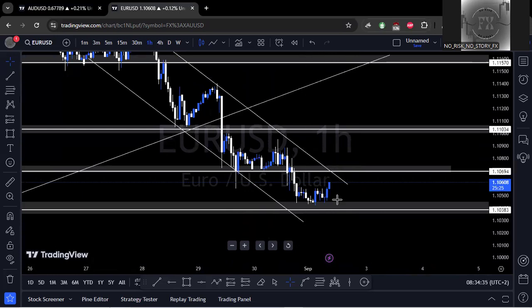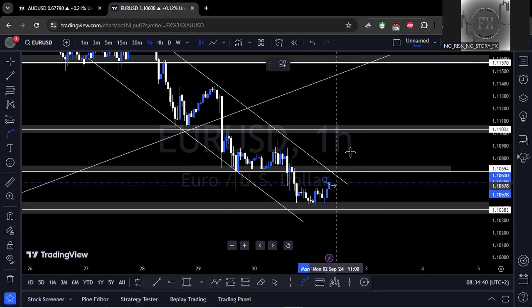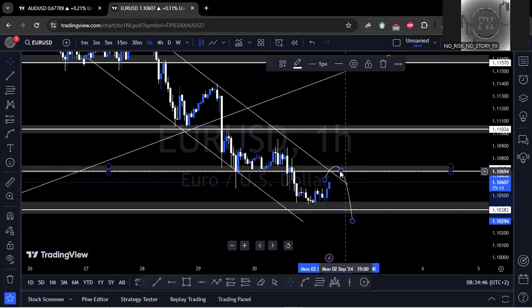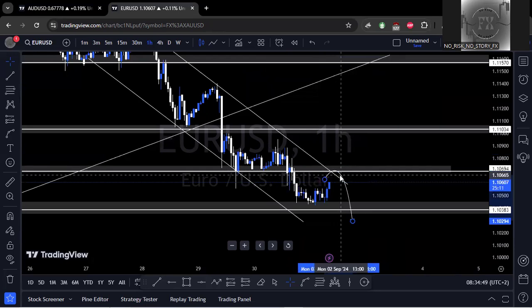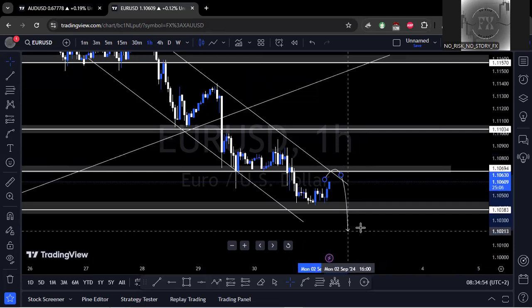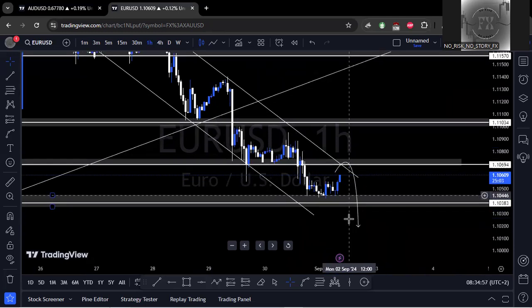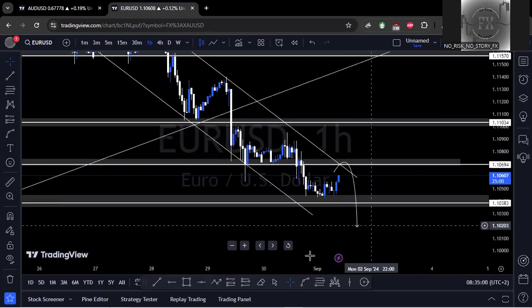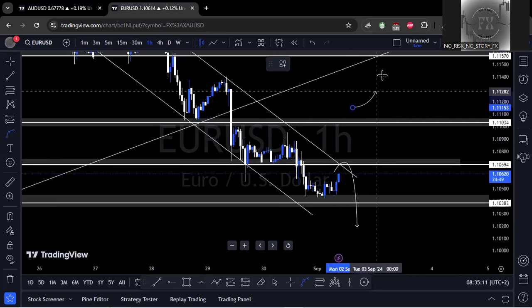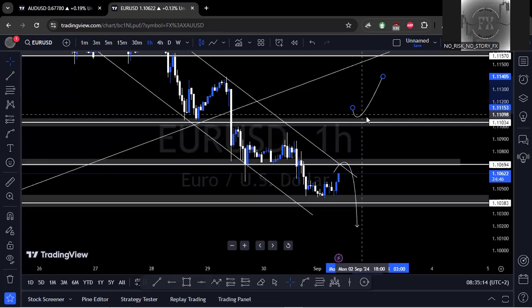So the market can either retest and reject the resistance to break this support, or it can go above this resistance, and above this resistance to continue with the buys to the upside.